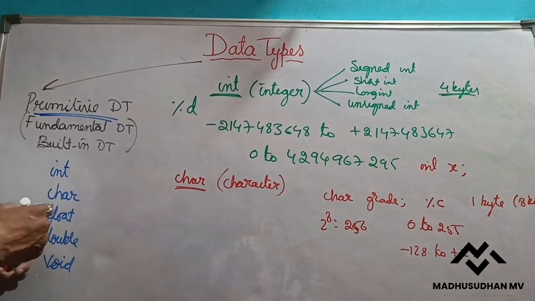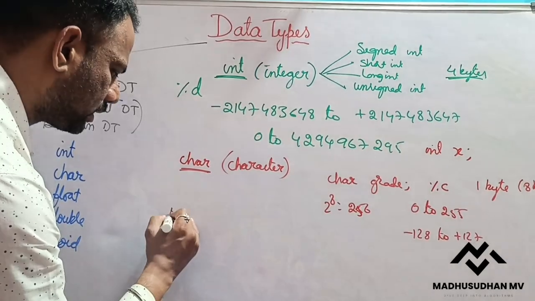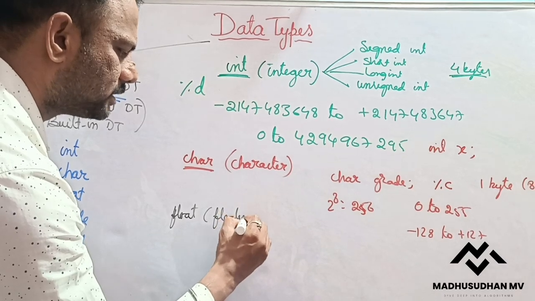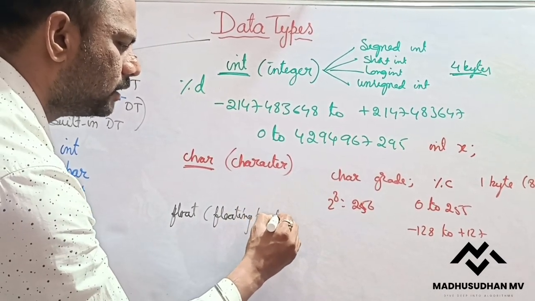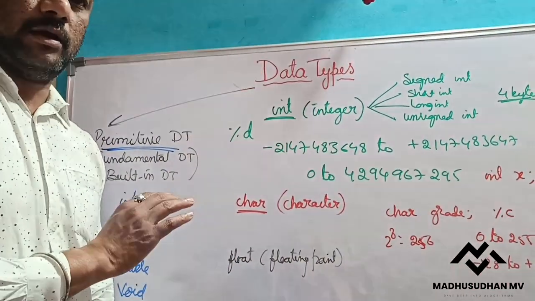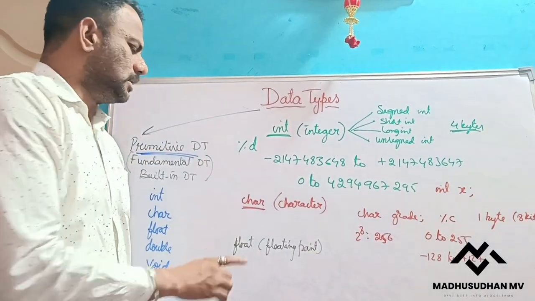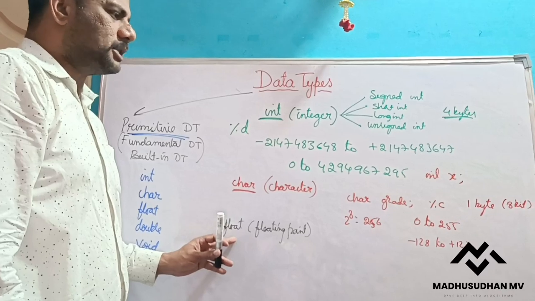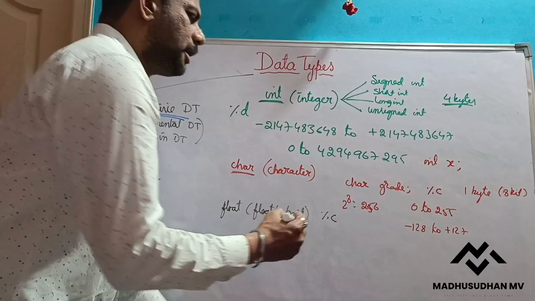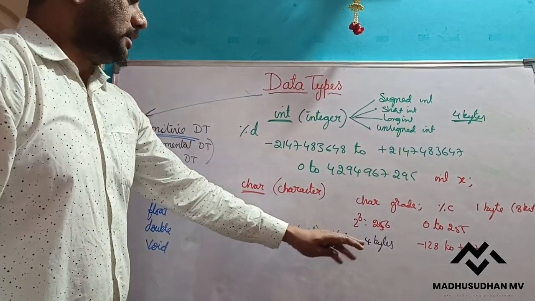Okay, so next comes floating point. float is the keyword used to represent a single precision floating point. Whenever we store a floating point value, that means a fractional value, in a variable, then we need to declare such a variable using the keyword called float. The format specifier for float is %f, and it occupies 4 bytes of memory. Okay, so this is about floating point.